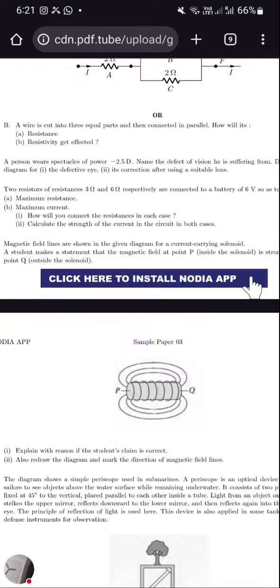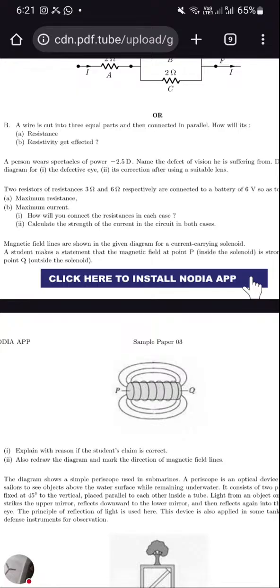Is it clear? Vivek, is it clear? Find out parallel for 3 and 6, then whatever answer you are getting, current to be calculated with that. So current will be 2 ampere. Very good, 2 ampere. Okay, now the next one.